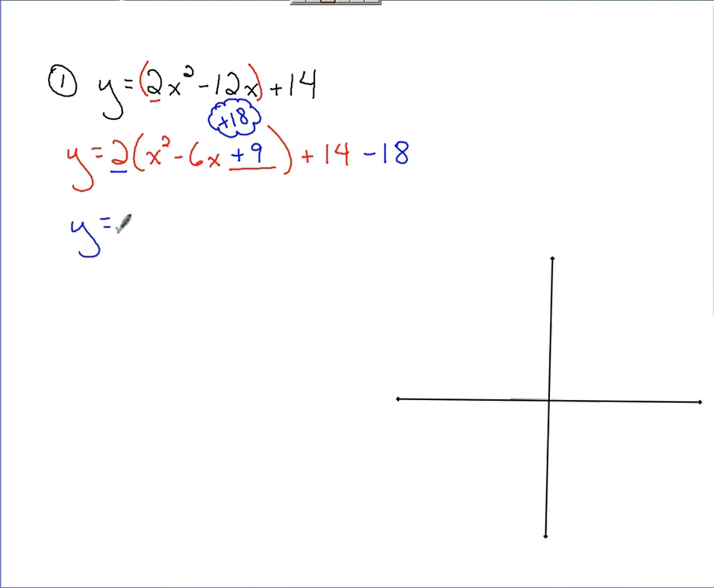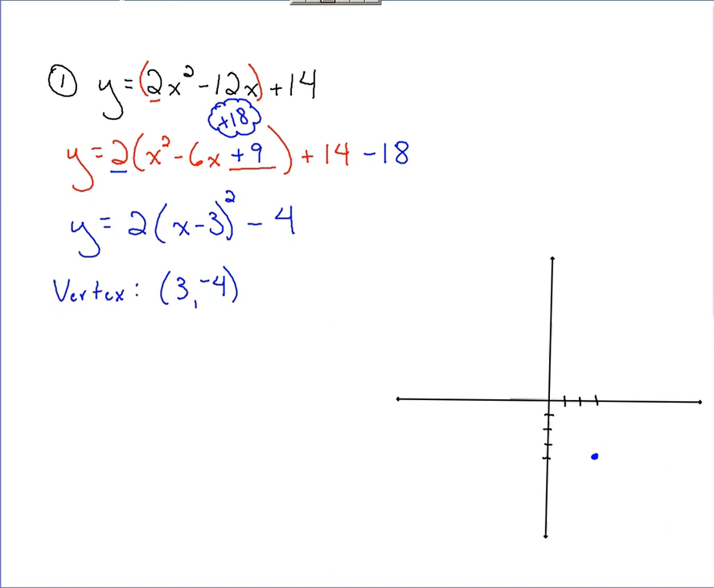As I simplify things to my vertex form, I'm going to have y equals 2 times the quantity x minus 3 squared, minus 4. Now, working off this vertex form, obviously I can find what the vertex is going to be. I know the vertex is going to be 3, negative 4. So I can plot that point.